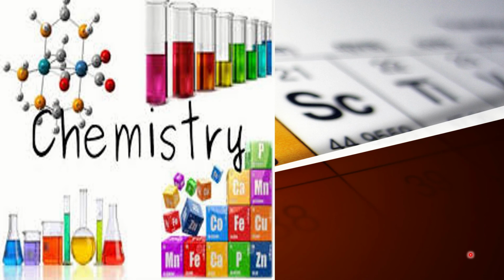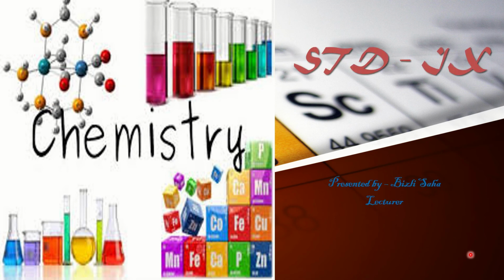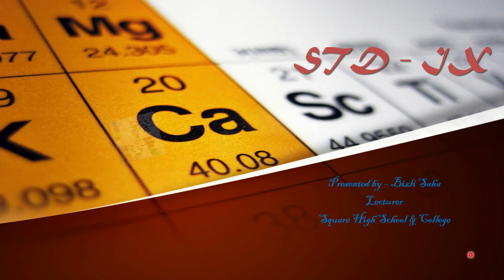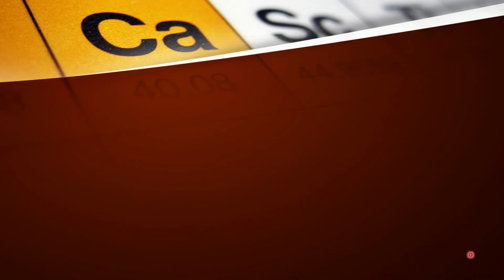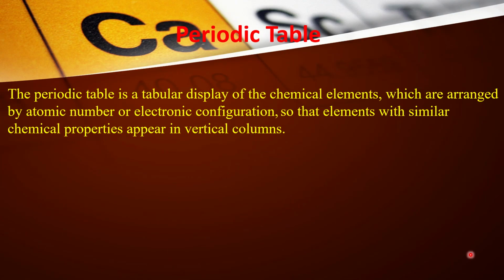Dear students, today we will start a new chapter, that is the periodic table. Now, what is the periodic table? The periodic table is a tabular display of the chemical elements which are arranged by atomic number or electronic configuration, so that elements with similar chemical properties appear in vertical columns.